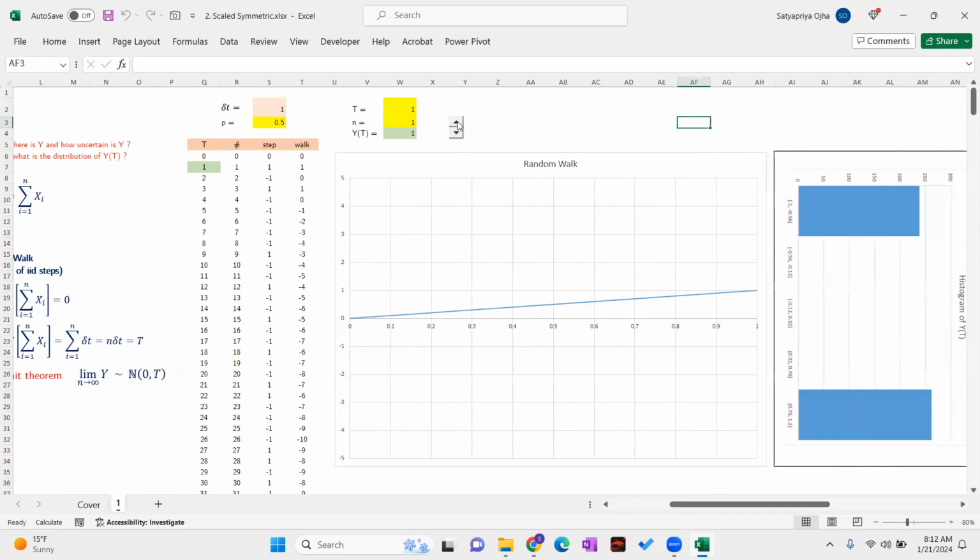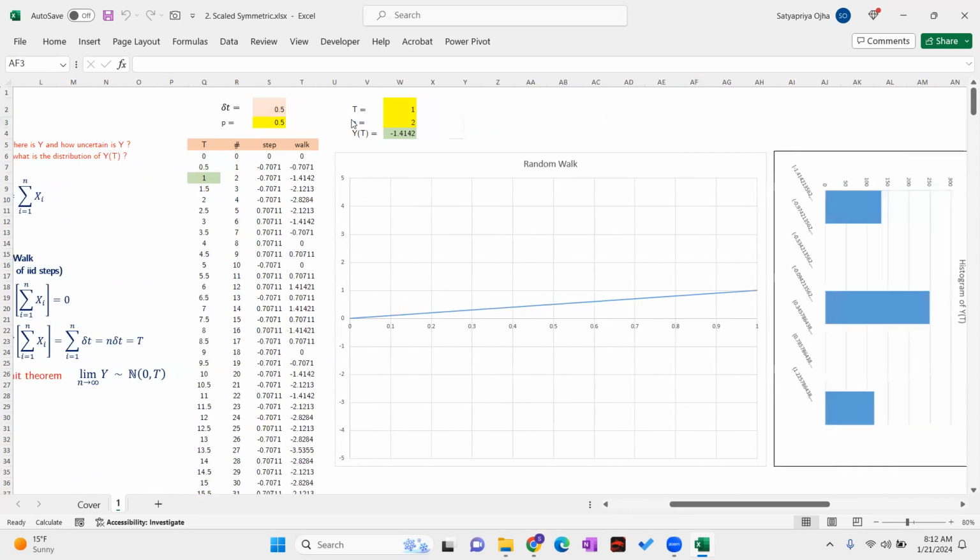Now let me increase the number of steps. When I make n equal to 2, my green mark moves down. It is always at time capital T equal to 1 because that is what I am interested in. I want to find out the final value of the walk after time capital T equal to 1. Right now it is this. You see, everything got changed.